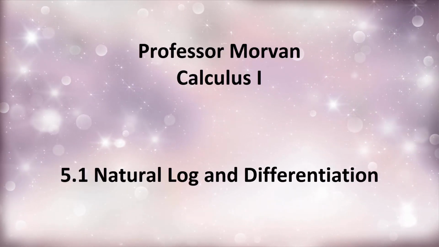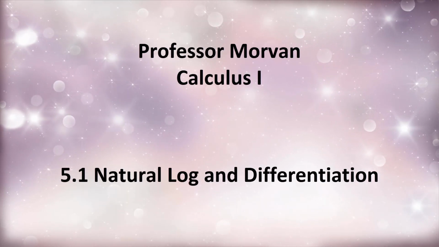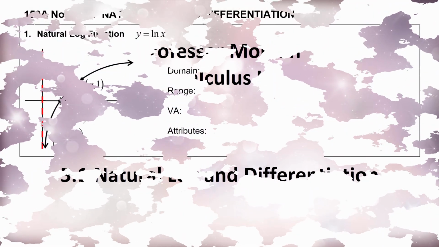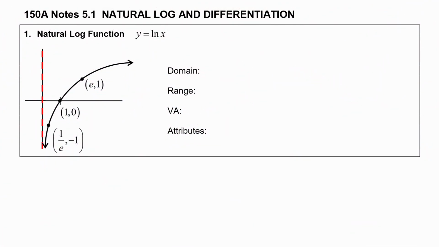In this lesson, you will learn about natural log and differentiation. First up, let's review the natural log function y equals ln of x. Now, this is the same as saying log base e of x. And remember that e is a constant approximately equal to 2.7, just so you know where it lives on the number line.